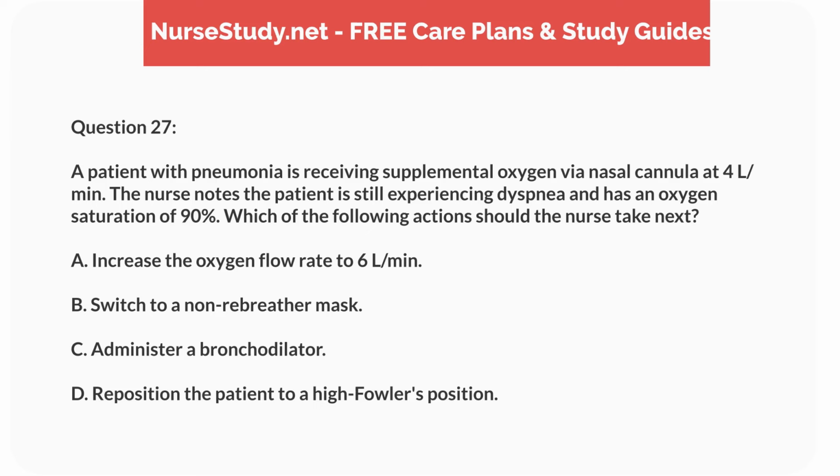Question 27. A patient with pneumonia is receiving supplemental oxygen via nasal cannula at 4 liters per minute. The nurse notes the patient is still experiencing dyspnea and has an oxygen saturation of 90%. Which of the following actions should the nurse take next? A. Increase the oxygen flow rate to 6 liters per minute. B. Switch to a non-rebreather mask. C. Administer a bronchodilator. D. Reposition the patient to a high Fowler's position.